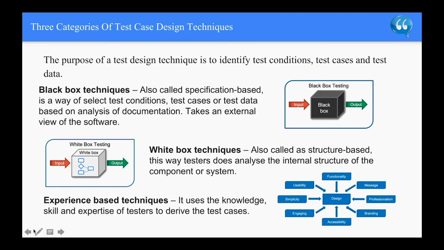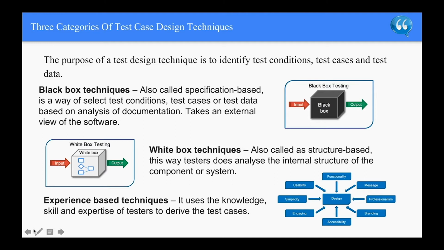For example, it's also called specification-based. It's a way of selecting the test conditions, test cases, or test data based on the analysis of documentation. It takes an external view of the software, so you don't see internally, you just see outside. That's why I call it black box, so you don't have the view internally.